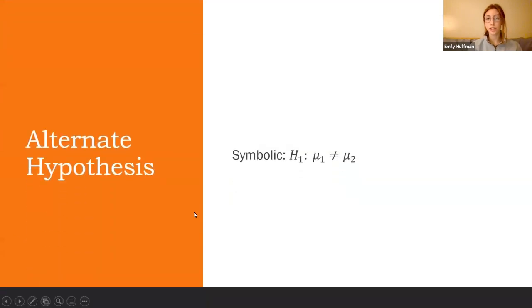For our symbolic notation for our alternative hypothesis, our hypothesis is going to be symbolized by H1, or you will oftentimes see it as HA. And here we are going to say that the two means are not the same. They could be on either side of the distribution curve, but they will not be the same exact value. So to write this, mu1 is not equal to mu2.